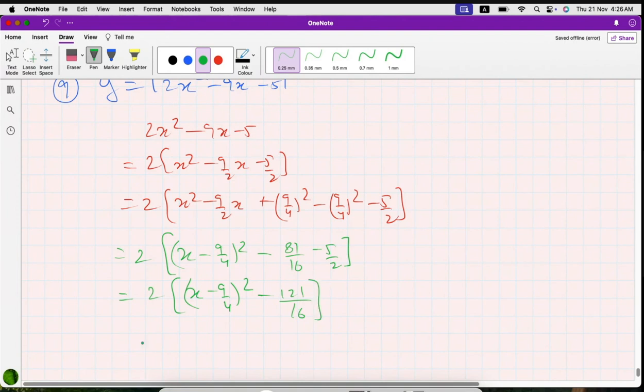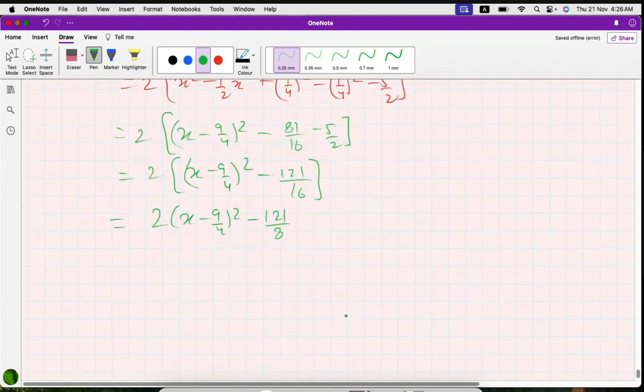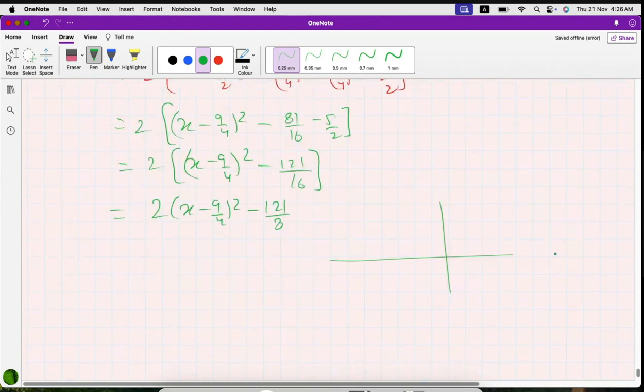And now we bring in that 2. So 2 into x minus 9 by 4 whole squared, minus 121 by 8. If I go for this sketch, I can see that the turning point is x 9 by 4 and y negative 121 by 8. So positive x and negative y. And I can see that there is a positive value of a, so it is a smiley face.